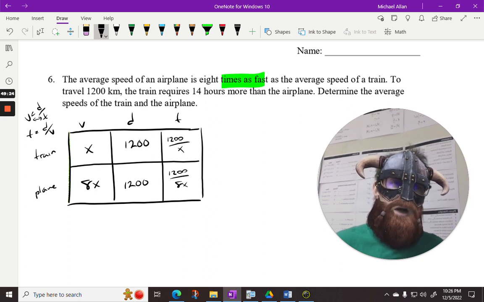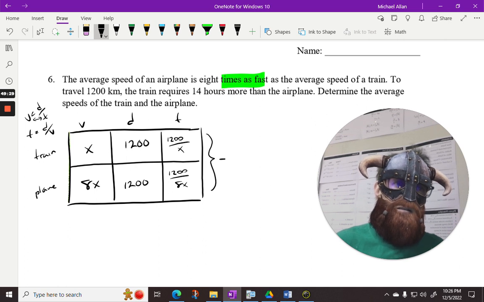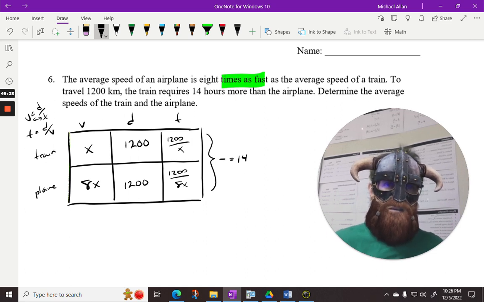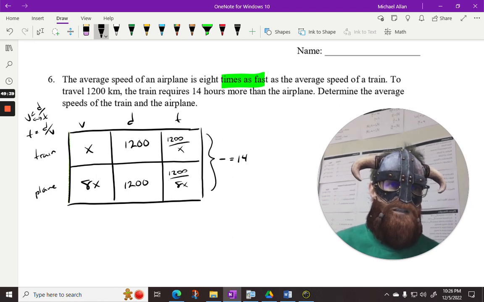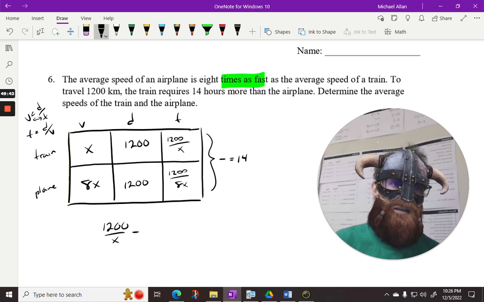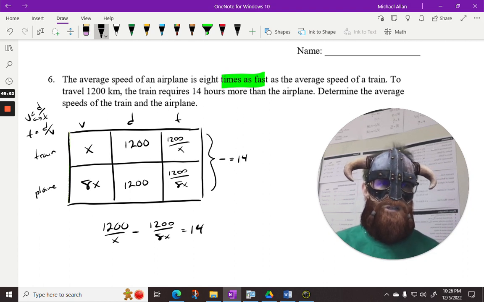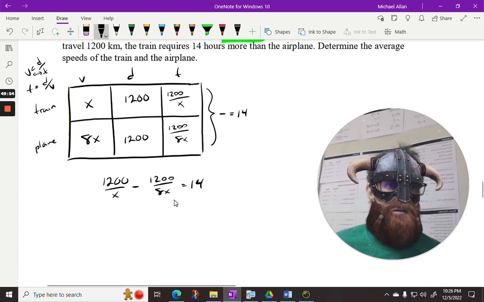And if I minus these two rows, if I minus them, it should equal 14, because one is 14 more than the other. So if I take the train number, which is slower, I'll just write it down here because there were lots of space down here, and I minus the airplane, which is faster, I should get 14 hours because one's 14 hours more than the other. All right, so let's see what we can do.